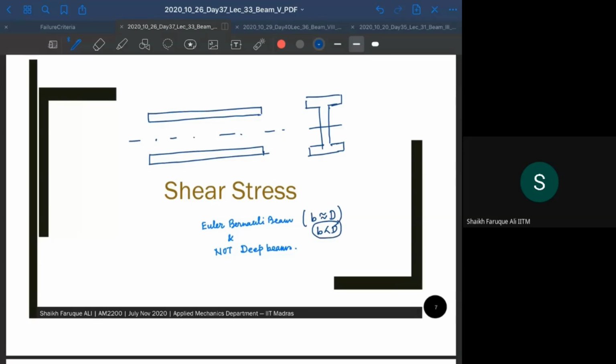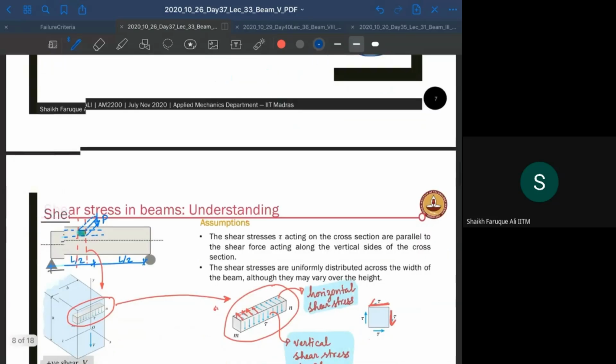So if your B is around 150, your D can be 250, right? It cannot be 450, something like that. So between 1.5 and 2 should be okay. All right. So that's what we understand by Euler-Bernoulli beams.